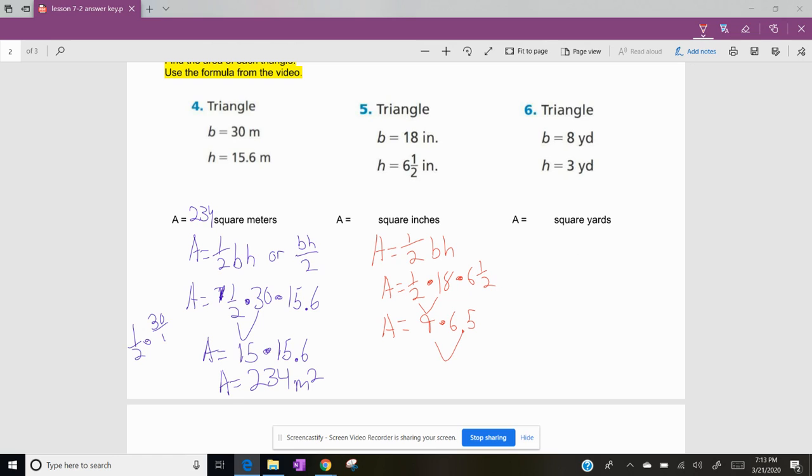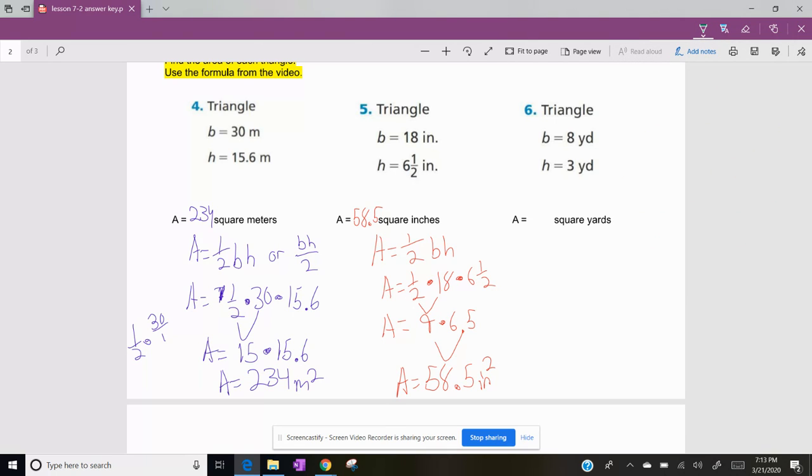And after solving that, I get 58 and 5/10 square inches. All right, last one.